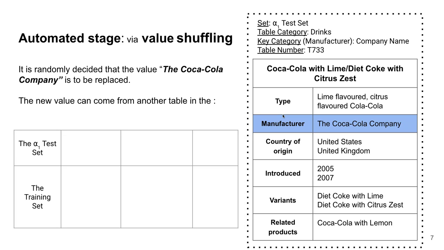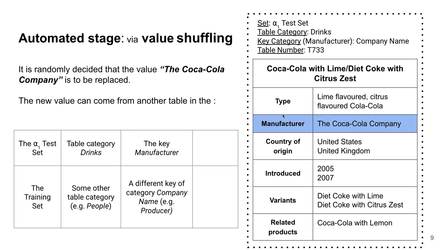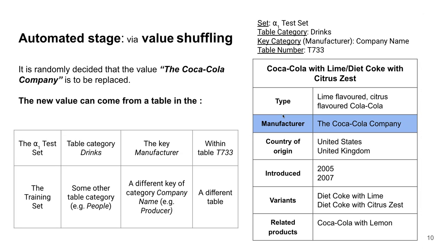Now there are multiple ways we can shuffle. We can shuffle from the same set, but we can also shuffle from a different set. So in our case, we shuffle from both the same set, alpha 1, and also from a different set called the training set. We also can shuffle from a different category or the same category. For example, we can shuffle from another table from the drink category, or the same table with some other rows, or we can even shuffle from another category like people. We can shuffle from different keys in the same category, or the same keys from a different table. Like for example, we can take another table and then take the manufacturer key of that, which we actually did, and also we can take a different category, different table, and even a different key to do the same thing. We can even shuffle within a table.